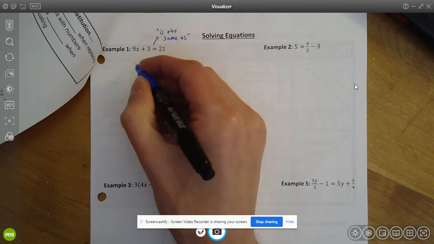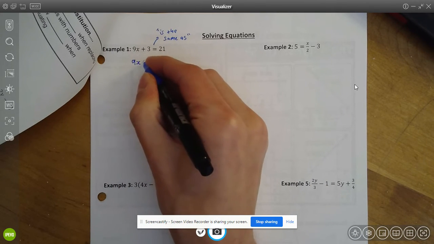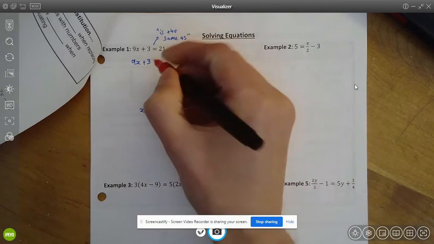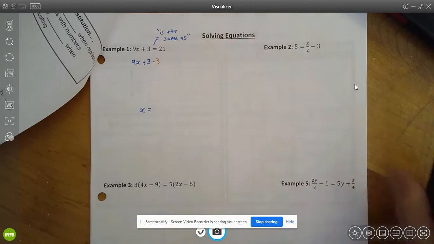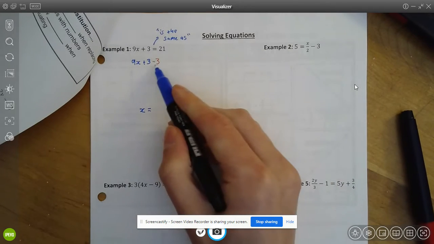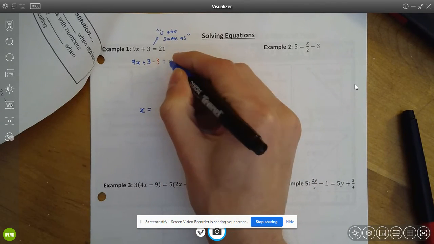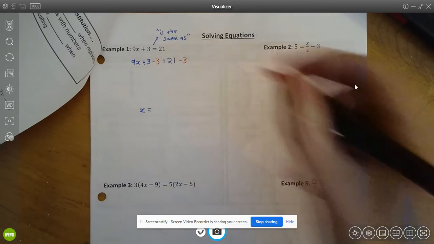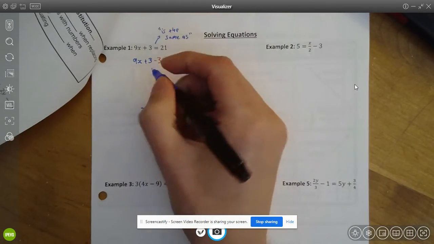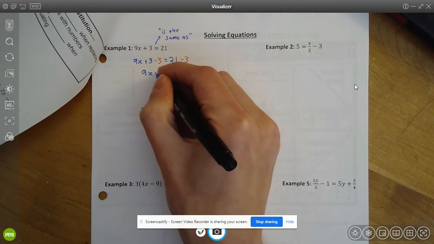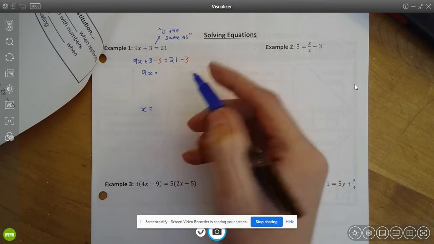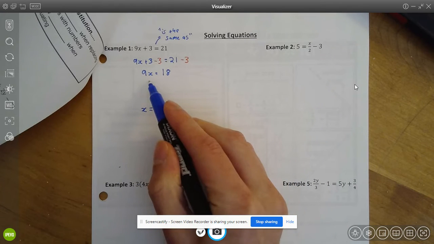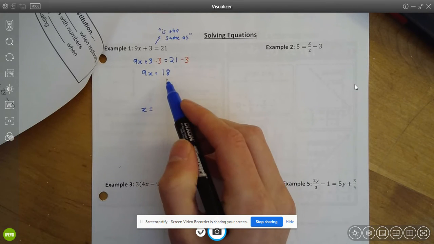So the first thing I'm going to do is subtract 3 from the left side. If I want to get rid of something in math, I need to do the opposite. So plus 3 minus 3 would be 0. But if I do something to one side, I have to do the same thing to the other side, so I'll do minus 3 on the other side. Now I'm left with just 9x on the left side, and 21 minus 3 equals 18 on the right side.